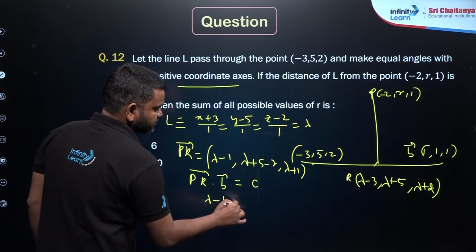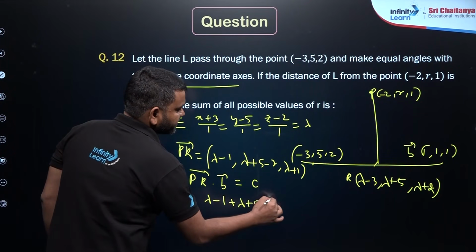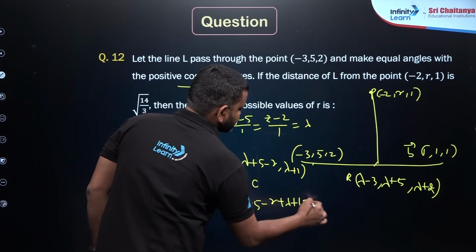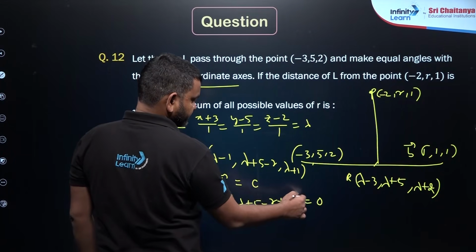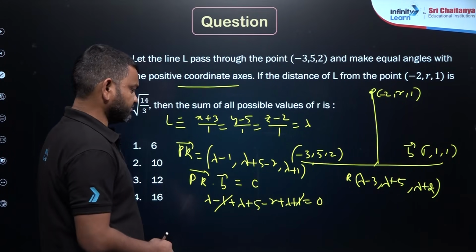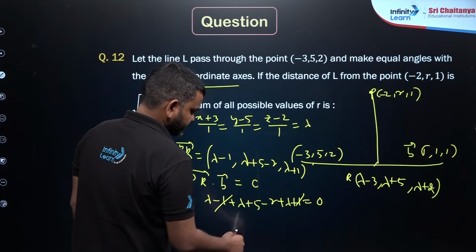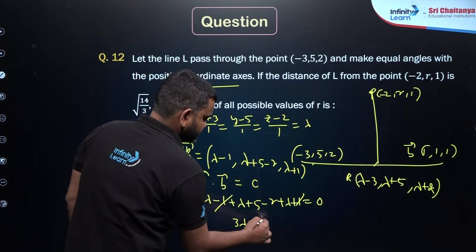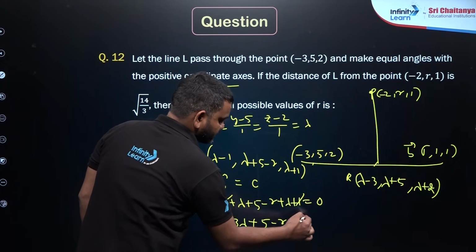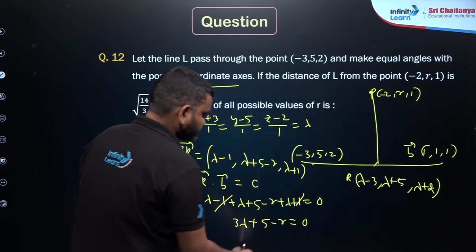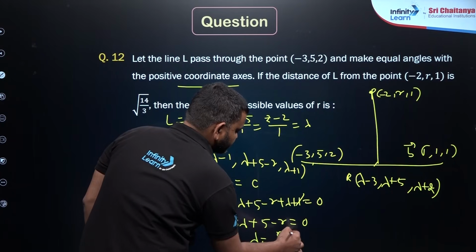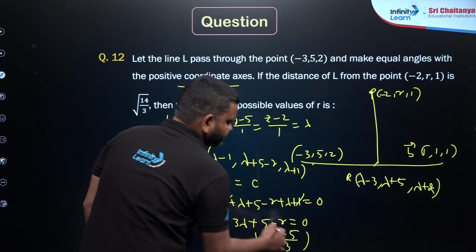So lambda minus 1 plus lambda plus 5 minus r plus lambda plus 1, that is equal to 0. Now here you can see that this 1 and 1 is getting cancelled, and we have here 3 lambda plus 5 minus r. 3 lambda plus 5 minus r, that is equal to 0. So we can write here this as lambda is equal to r minus 5 by 3.